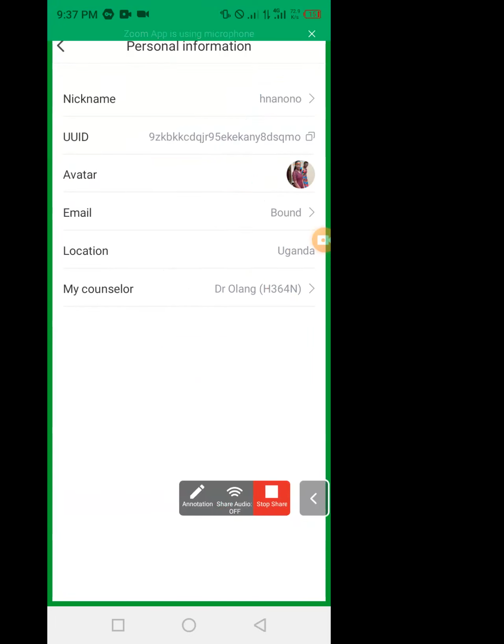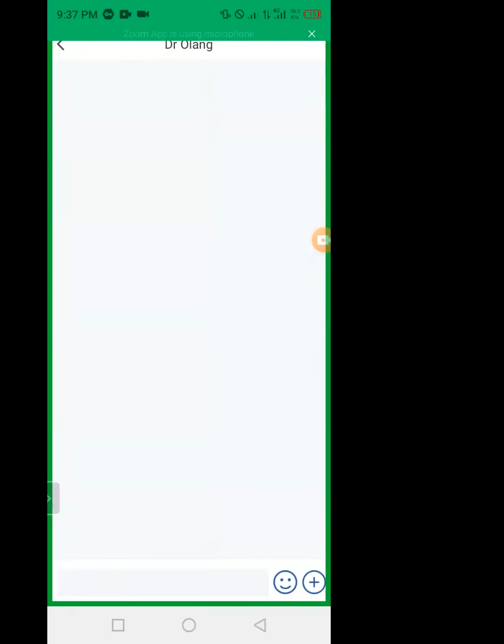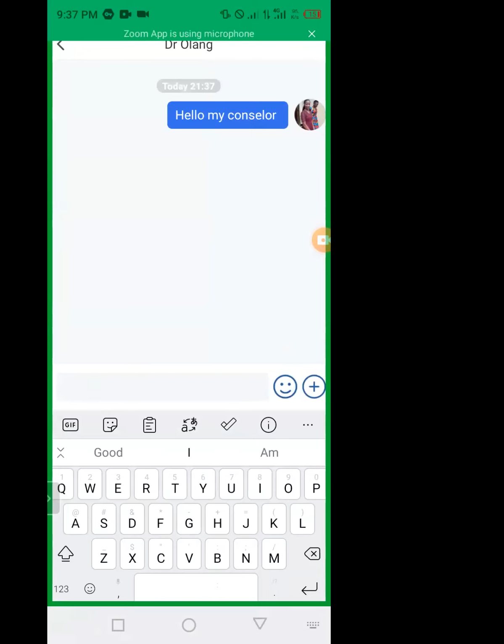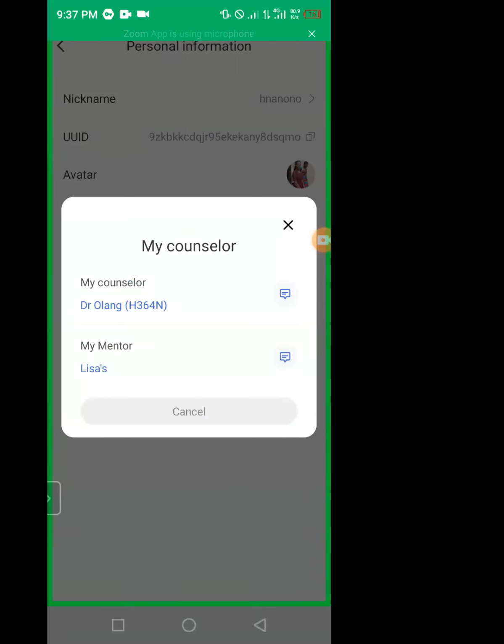I can even chat with him. If I want to chat with him, I go here, message. If I want to send him a text, I can go here and say, hello, my counselor, and send. If he is online, he can be here and then we chat, okay? So you can close that one and then we continue.